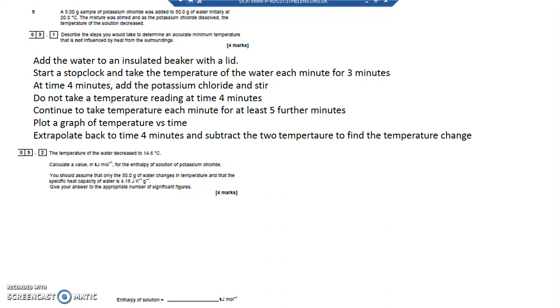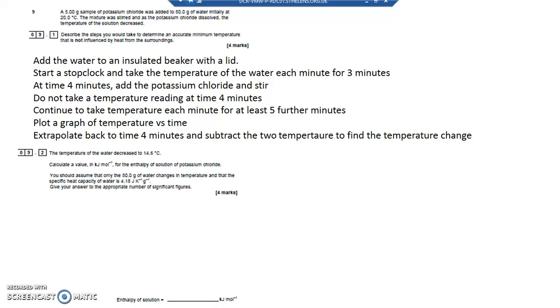Don't take any readings at time 4 minutes. At time 4 you're going to be adding the potassium chloride to the water and stirring. You don't take the temperature at time 4 minutes because that's when you're adding the potassium chloride and stirring. Continue to take the temperature each minute for at least 5 further minutes.